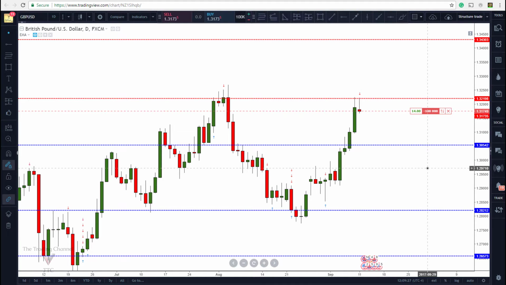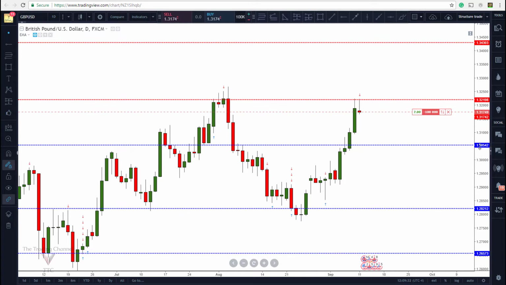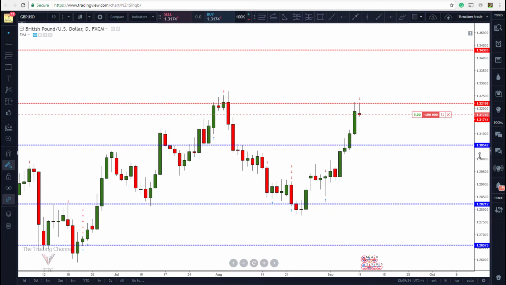So here on the pound dollar, I have a short bias, meaning I'm not looking for a reason to go long on this pair. I'm not looking for a reason to buy the pound. And based on the chart in front of you, can you tell why that may be the case?